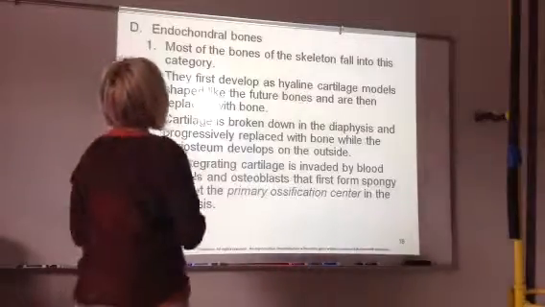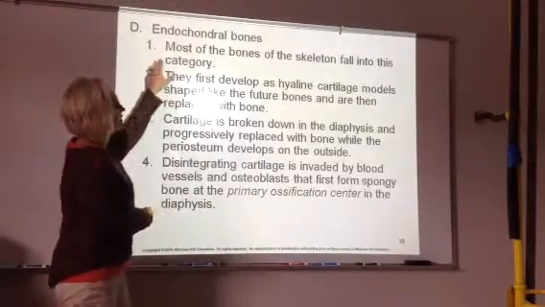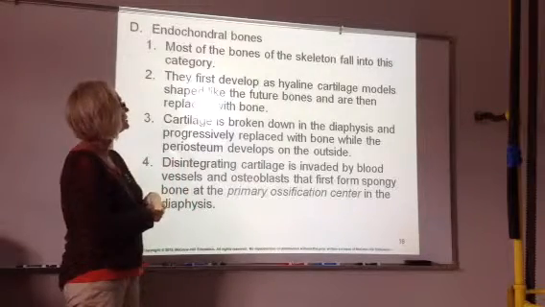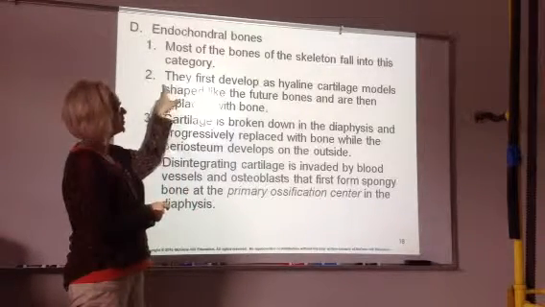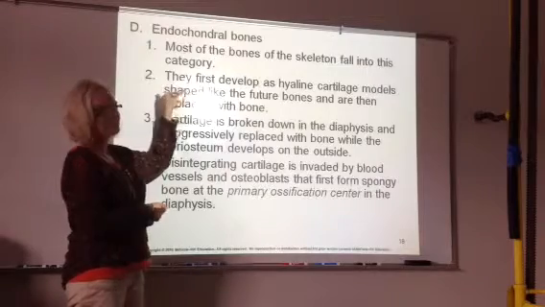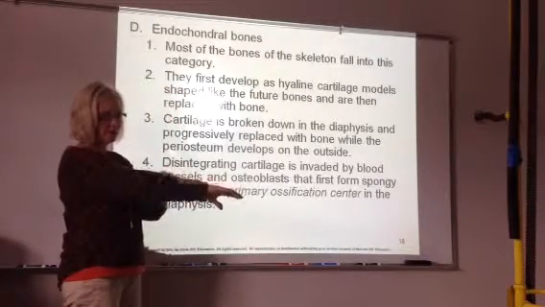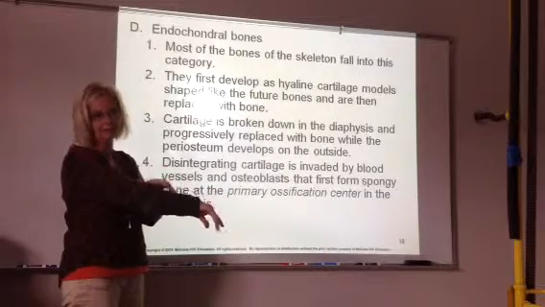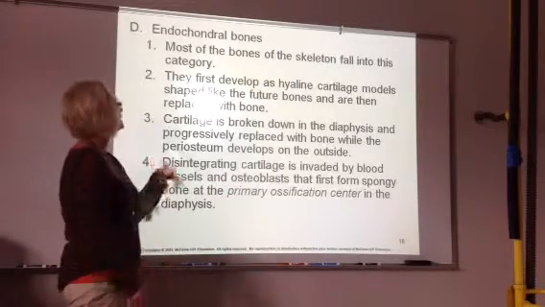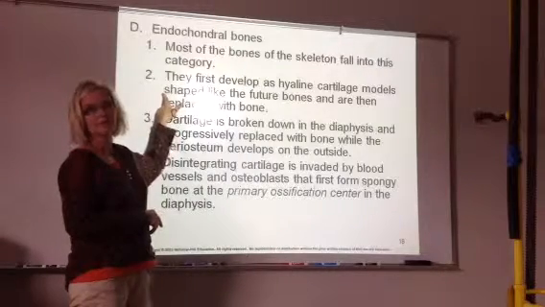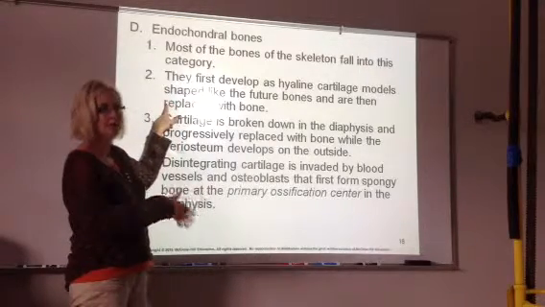Endochondral bones, most bones fall into this category. Like I said, all of your long bones will. They first develop as cartilage, shaped like the bone that they're going to be. So your arm bone is going to be long and skinny. Your leg bone is going to be long and skinny. And what happens is that cartilage is simply replaced by bone as it forms.